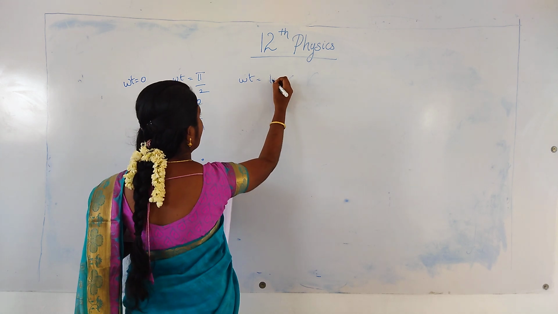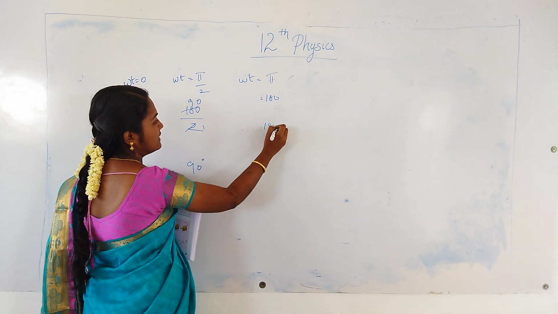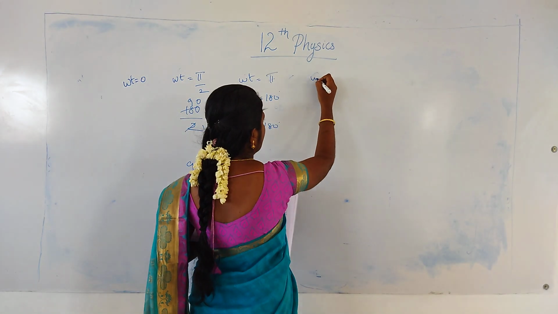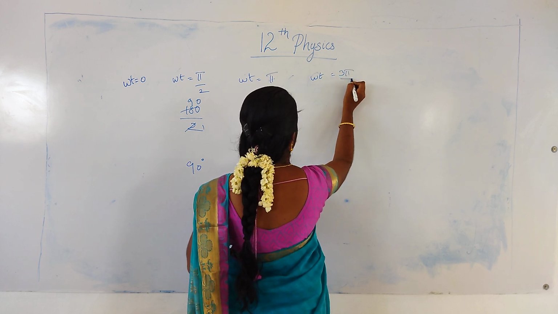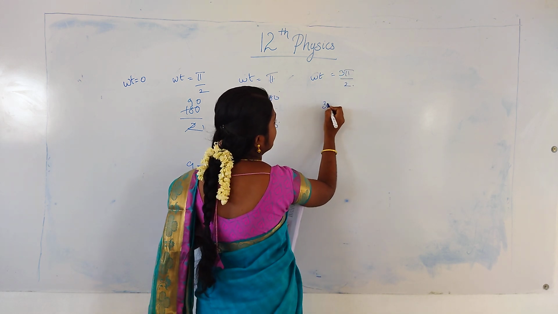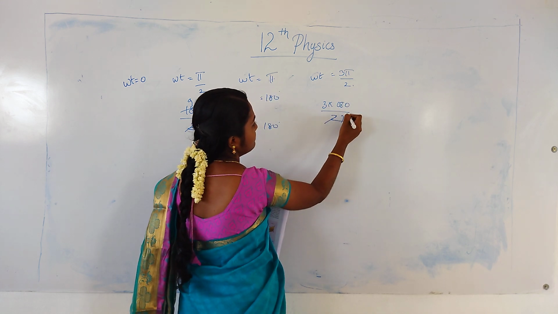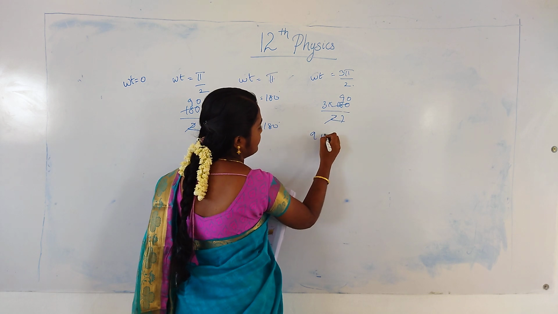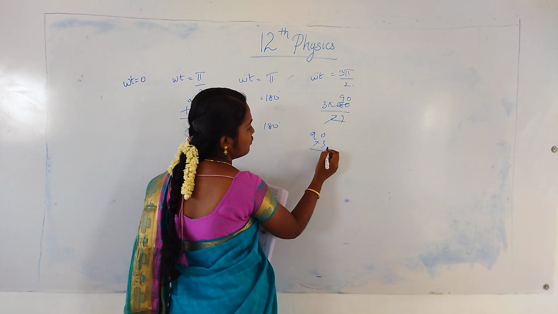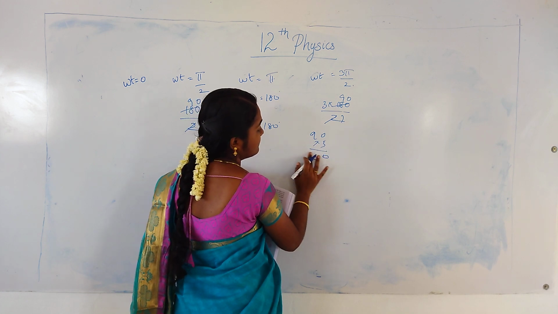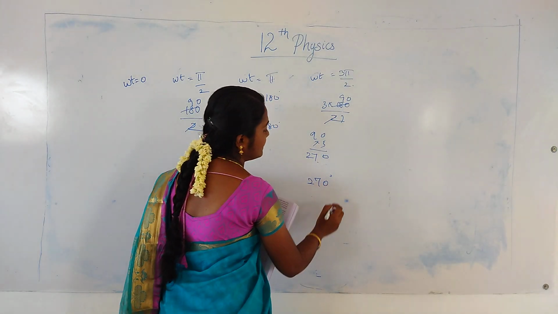Then omega t equal to pi. Pi means 180 degrees. So it will be rotated through 180 degrees. Then omega t equal to 3 pi by 2. 3 into 180 by 2 is 90 into 3, which is 270. So it will be rotated through 270 degrees.